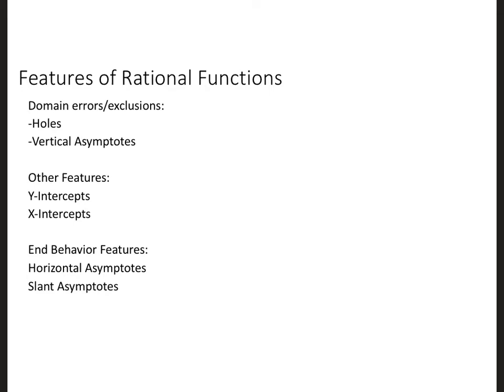Some features that rational functions can have. I've grouped these into a few different categories. Things that create errors in our domain, which are holes and vertical asymptotes. Other features that the graphs might have that you might be familiar with from other functions are x-intercepts and y-intercepts. And then in behavior features, slant and horizontal asymptotes. We will cover the end behavior features in a second video. For this video, we're going to focus on the domain errors and our other features, x and y intercepts. So we're just going to focus on these four features in today's video.